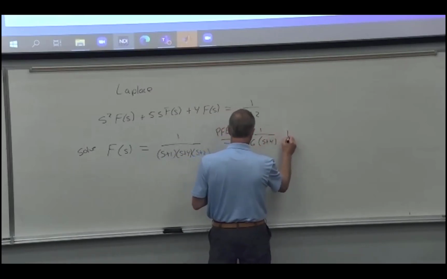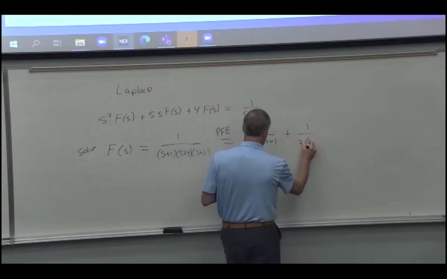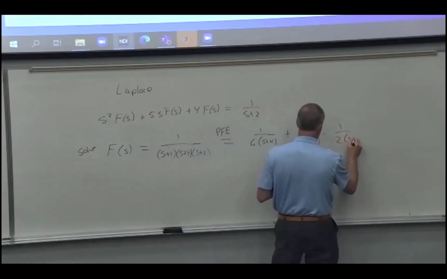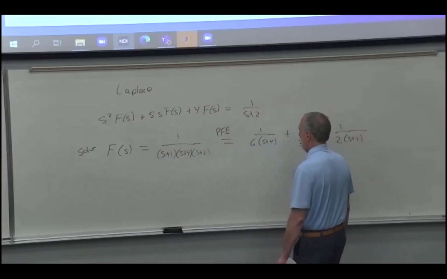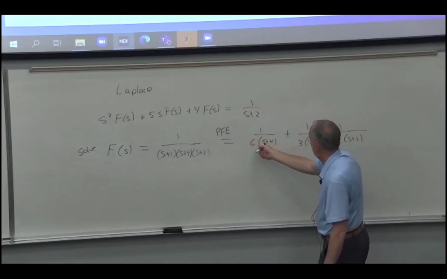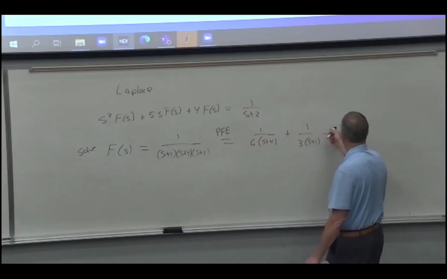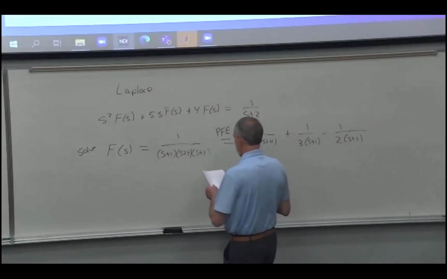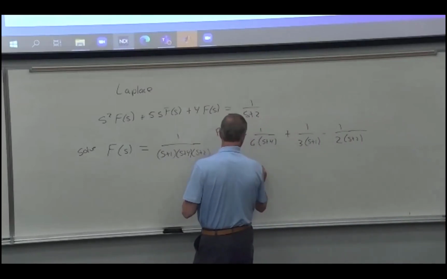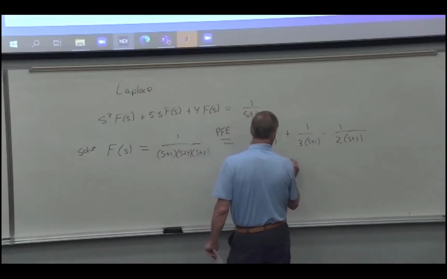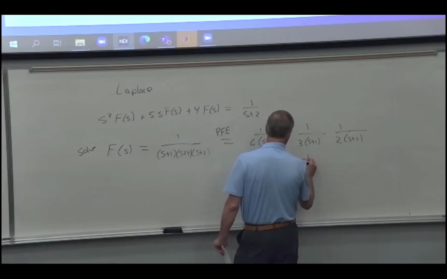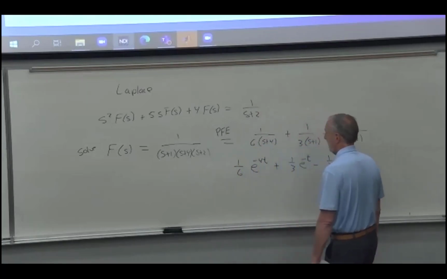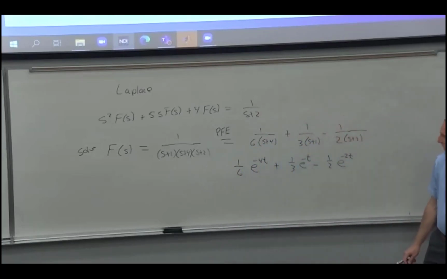So you should get this, check your answer. You should get the constant over the s plus 4 is 1/6, 1/3 here, minus 1/2 there. And then you inverse Laplace. This is e to the minus 4t, e to the minus t, e to the minus 2t. And you're done.